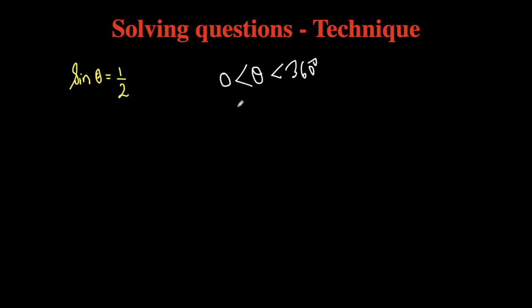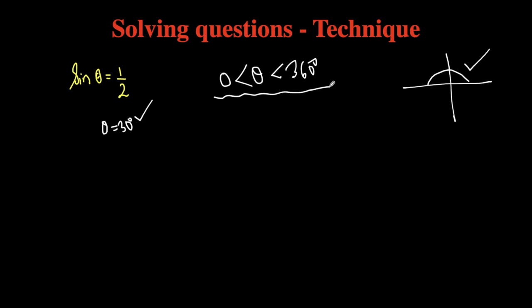Somebody can say that theta is 30 degrees. That's true, but that is only one solution. If you use the quadrants, sine theta is positive, so one of the answers will be from the first quadrant. You have reported only the answer from the first quadrant, theta is 30 degrees, but you haven't reported the answer from the second quadrant, because in the second quadrant sine is also positive, and this comes in 180, and we have been given that theta is between 0 and 360 degrees. So there will be one other answer.